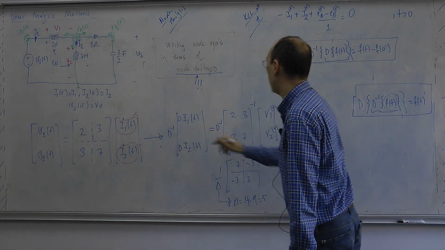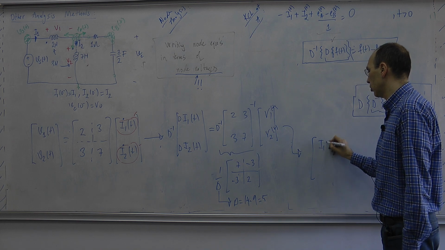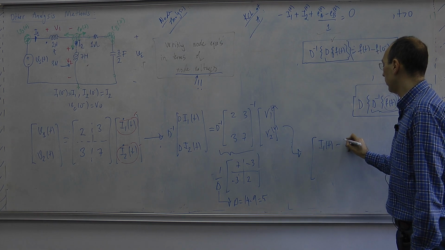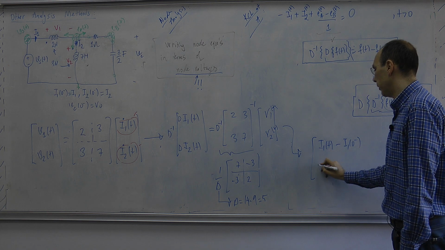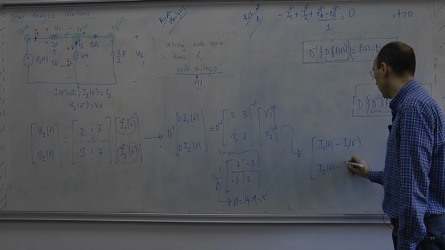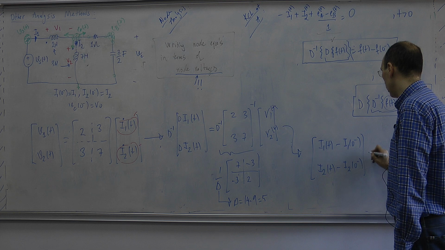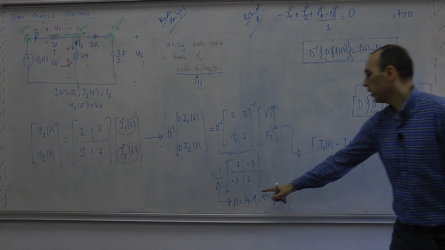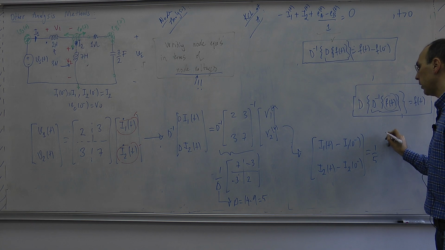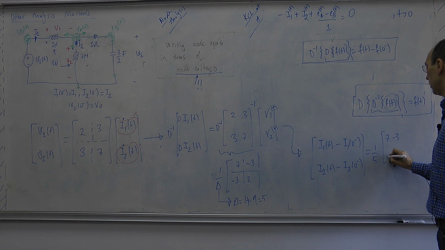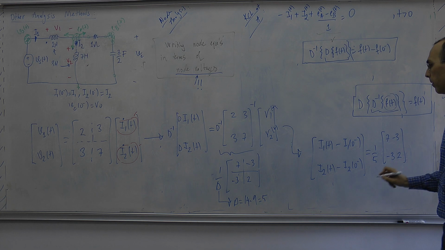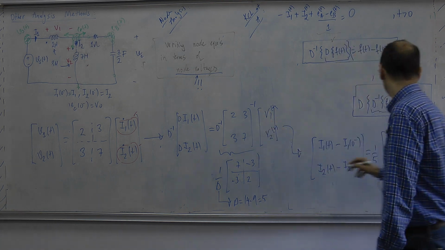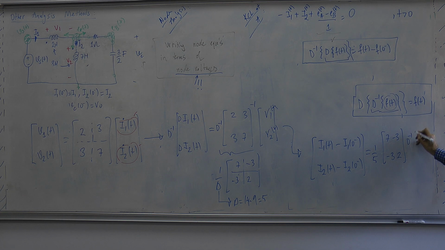So what do I get? d inverse d I1. So I1 of t minus I1 0 minus, I2 of t minus I2 0 minus. So I'm left with this. Okay? Times I have this matrix 1 over 5, 7 minus 3, minus 3, 2. Okay. Times the d inverse of this. So let me put d inverse v1 of t, v2 of t.